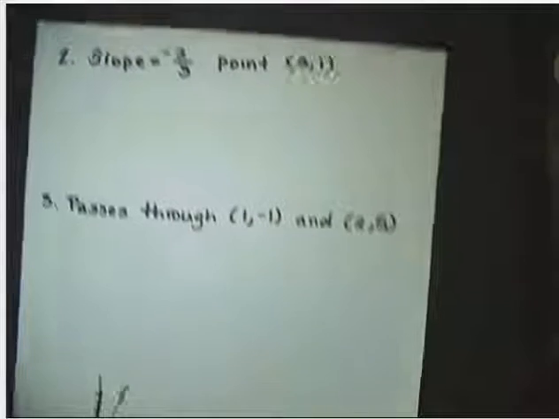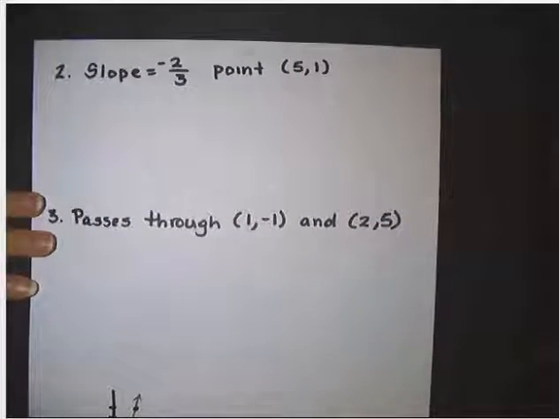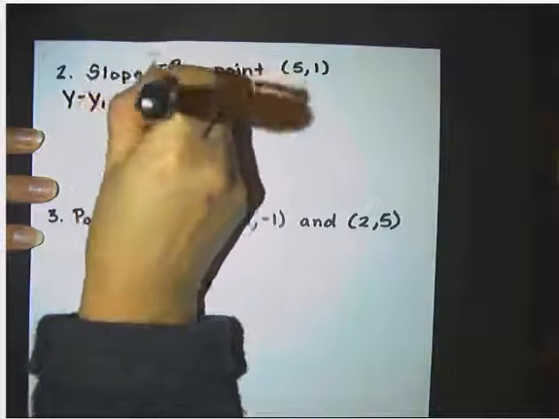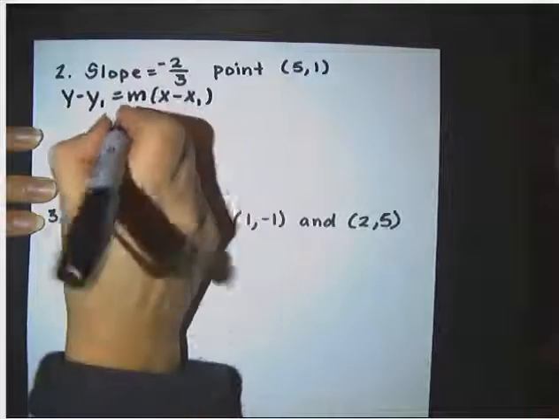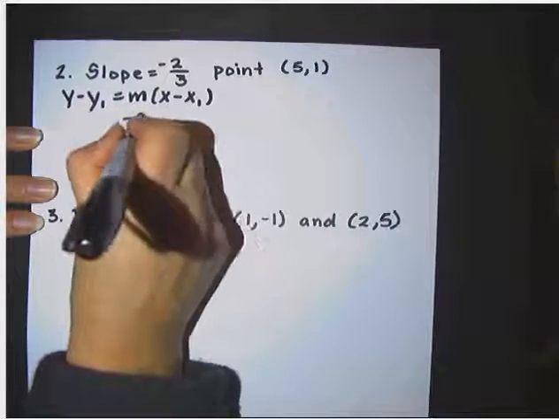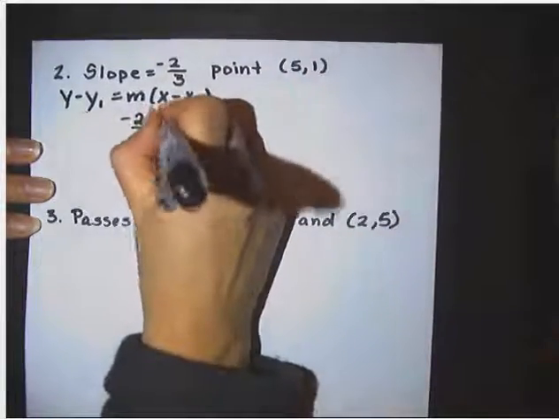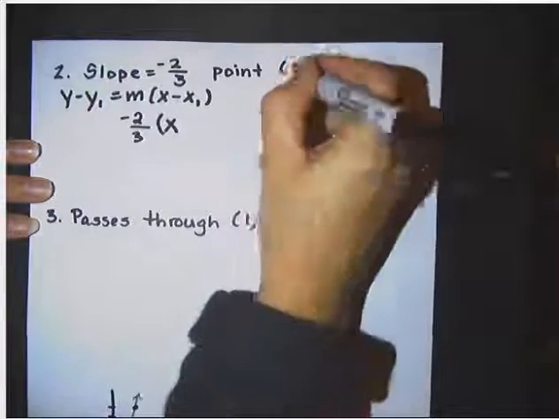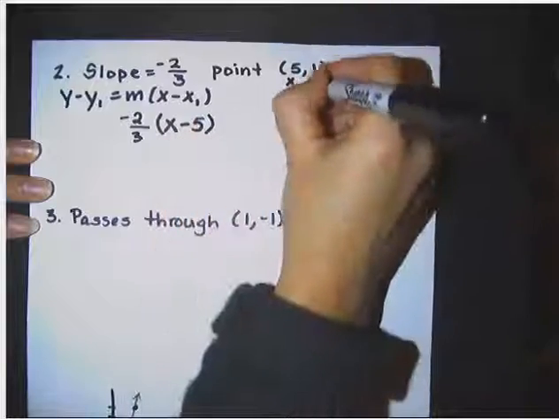Now here, you're given a slope and a point. And like I said, if you have a slope and a point, use point-slope form. So we're doing y minus y1 equals slope times x minus x1. So our slope goes in here is -2/3. I can put the negative with the 2 or the negative with the 3, doesn't matter. X remains x, that's our variable. The point is 5, so that's going to be our x1. We're going to plug that in for x1. Our y is 1, so we're going to plug that in for y1.